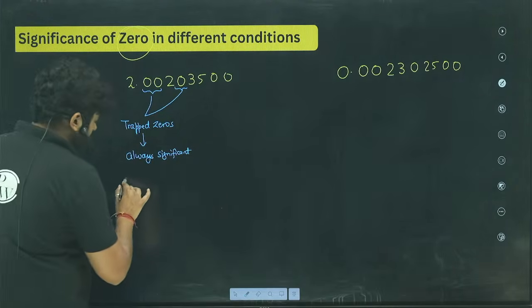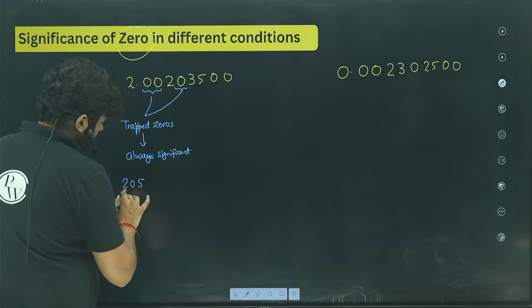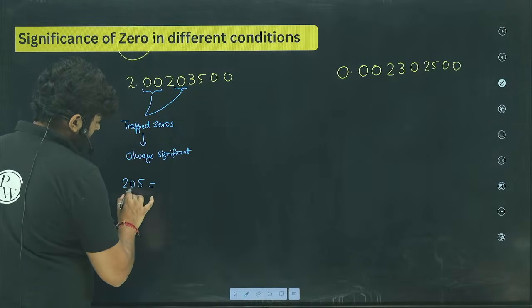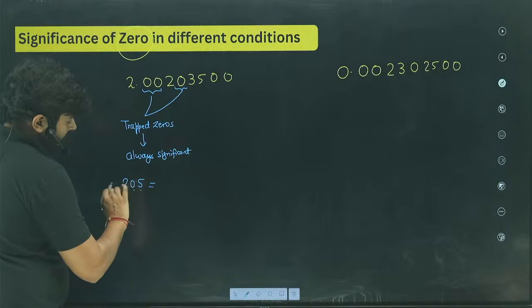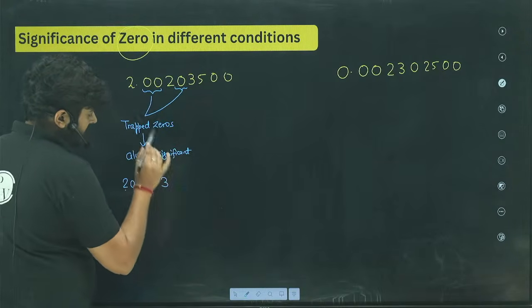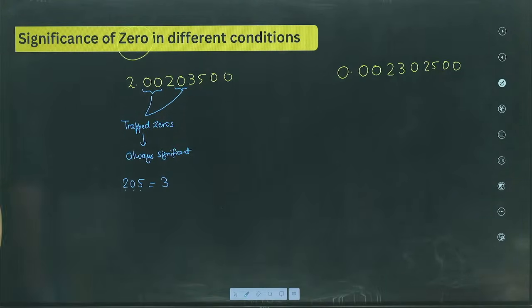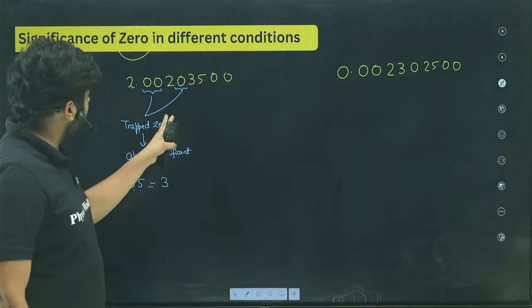So if it is written 205, how many significant figures are there? 1, 2, 3, because 0 is trapped between two non-zero numbers. So there are 3 significant figures. I believe the idea is very clear.